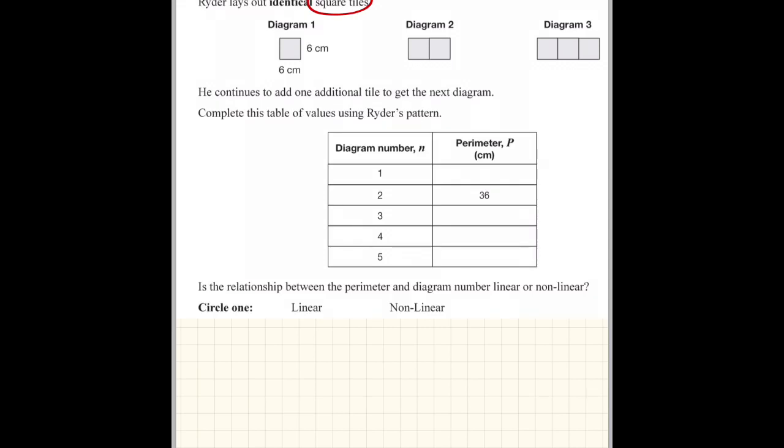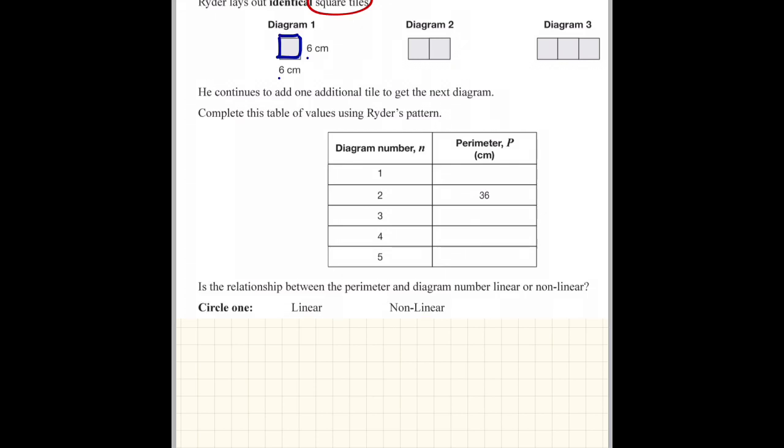So I'm going to visualize what I see happening here. I notice that in diagram 1, I have 1, 2, 3, 4 sides that are each 6 centimeters. So 6, 12, 18, 24 in total.